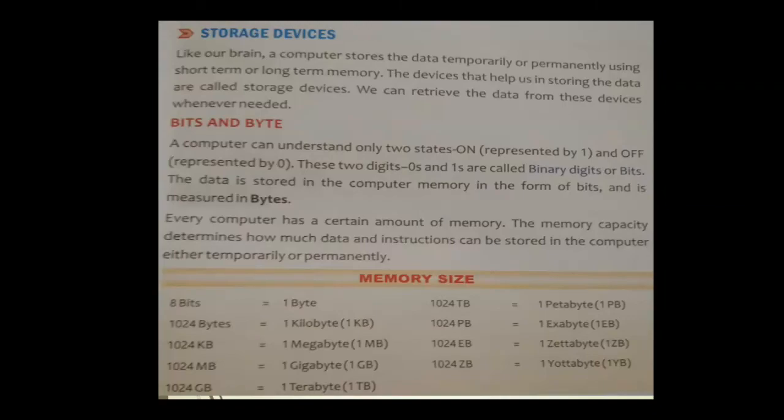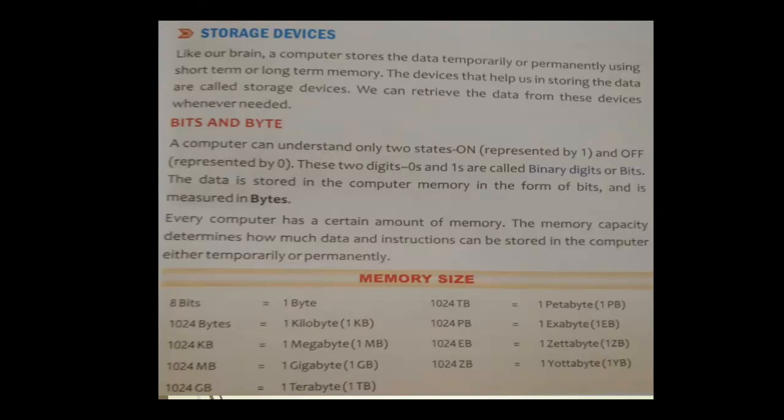Now we will see the storage device. We know that computer can store data for a longer period of time. We can retrieve the data from these devices whenever needed. First we know bit and byte. You know that computer understands only two digits, that is 0 and 1. 0 is represented as off and 1 is represented as on. These two digits 0 and 1 are called binary digits.